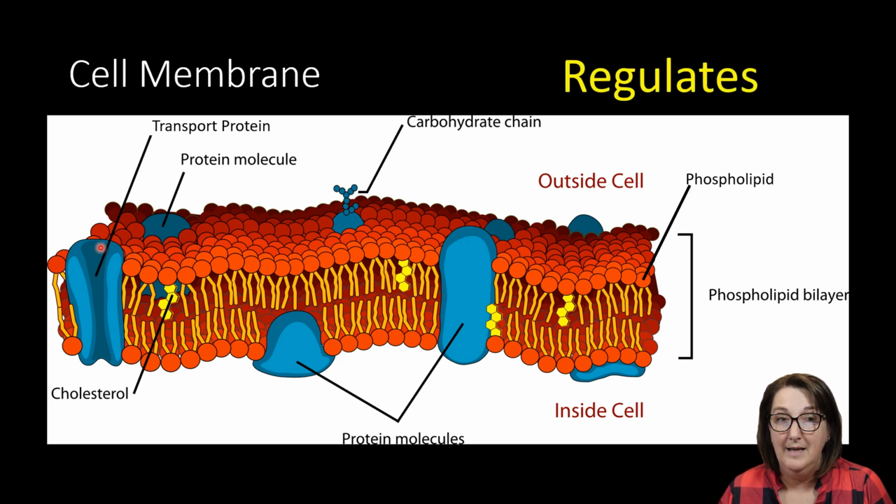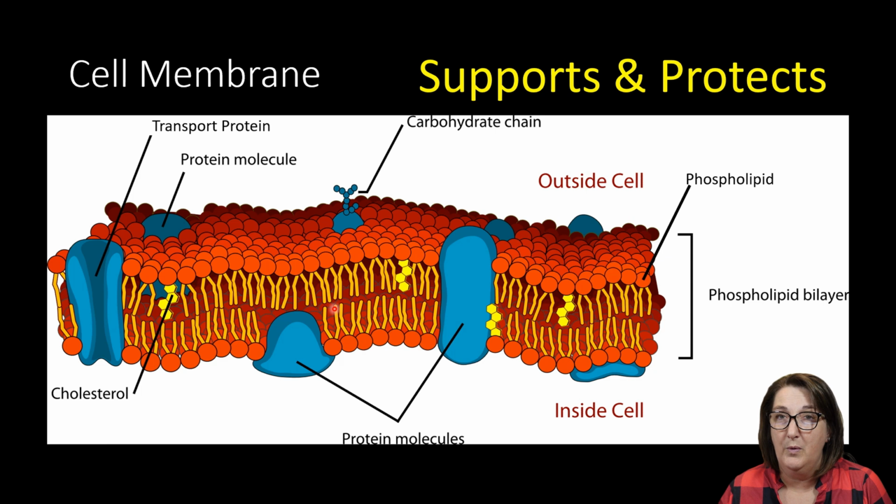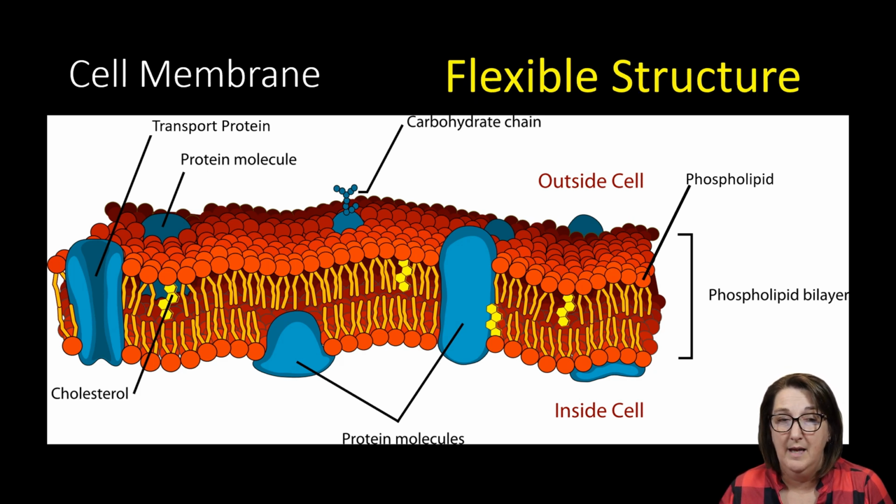It likes to regulate. It's going to control what goes in and out of the cell. It's going to be very selective. It's going to support and protect. This is going to give the cell shape. It's going to protect it from dehydration, protect it from material coming in that doesn't need to. So this is going to be a very selective, very supportive, very regulating type of membrane. It's going to be flexible. It's going to allow this animal cell to bend and flex and move.